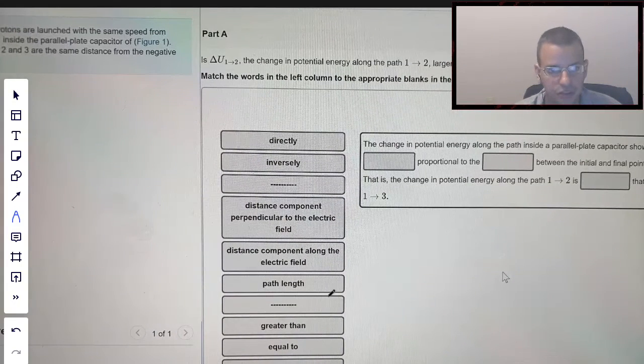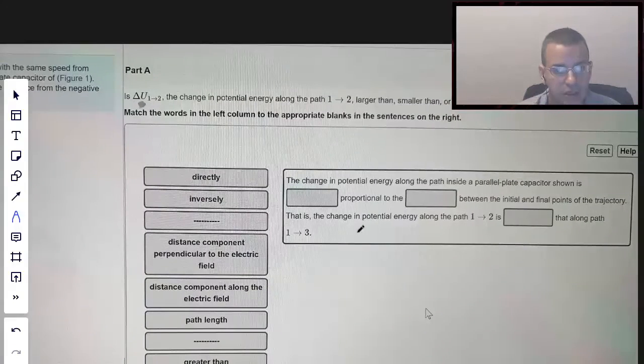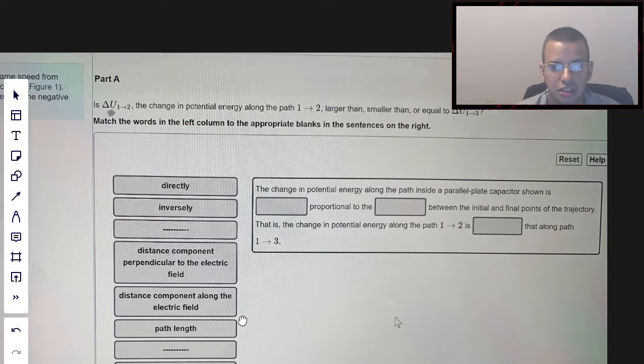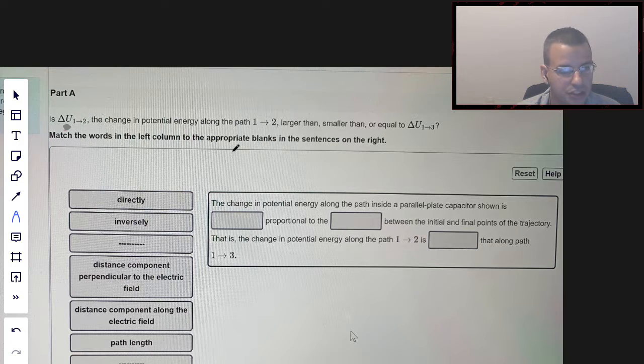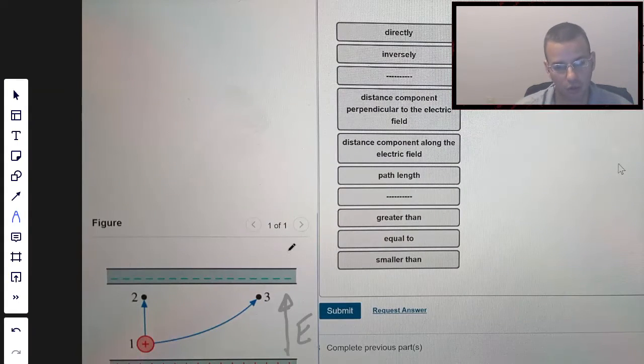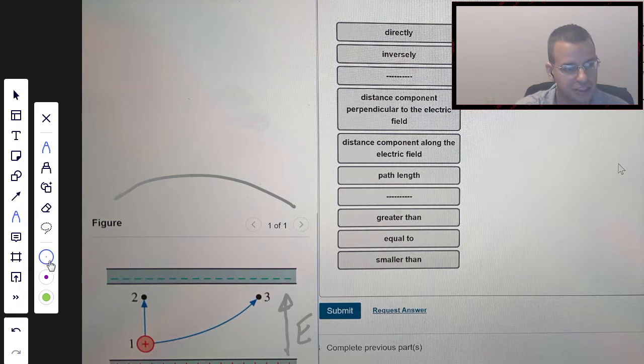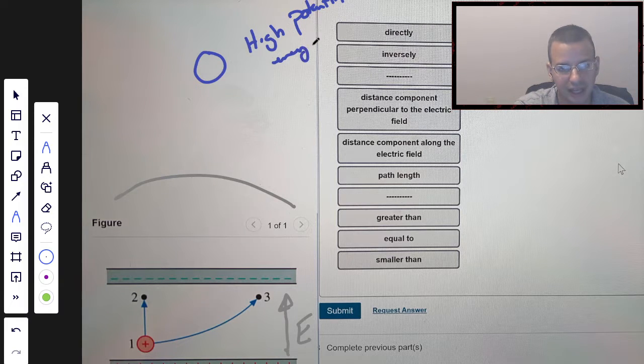Okay? So is the change in potential energy, U is potential energy, along path 1 and 2 larger than, smaller than or equal to, and so on; match the word to the appropriate sentence. Okay, so one way to think of this is like a ball falling to earth. If you think of this in terms of gravity, this is high potential energy. I know, energy written terribly, but you get the idea.